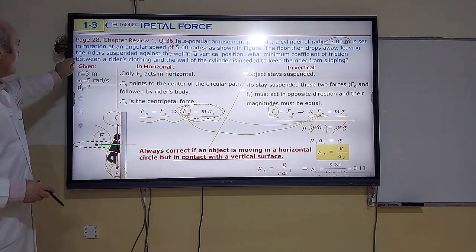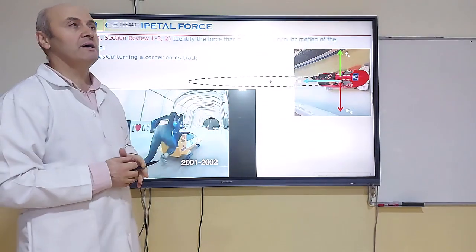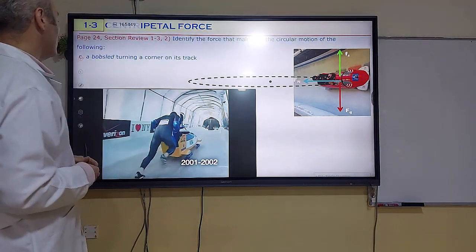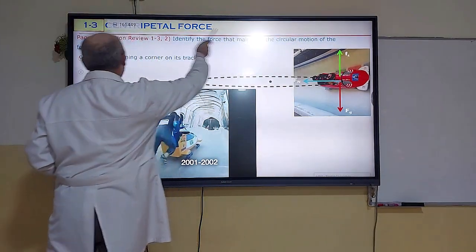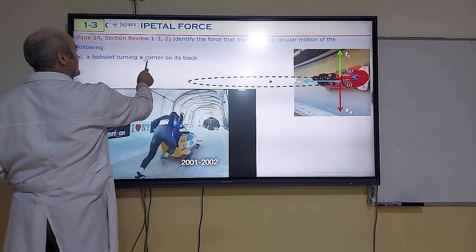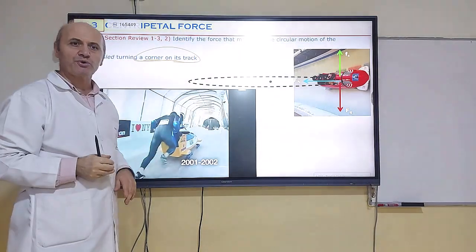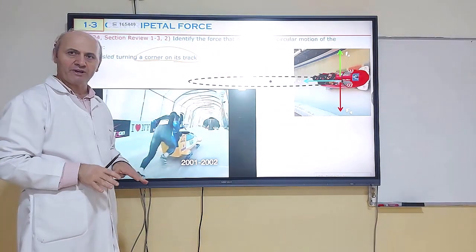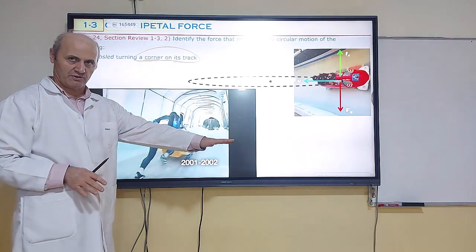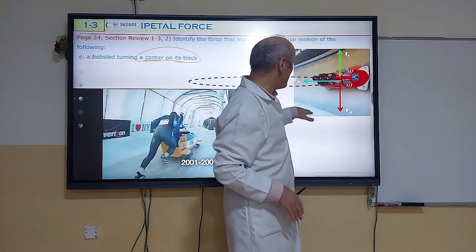So then, one more question. This question is about the bobsled example. Identify the force that makes the circular motion in the following: a bobsled turning a corner on its track. You know, this is the bobsled. In the normal case, it moves on a flat surface. But while it's making a turn, it doesn't move on the flat surface.